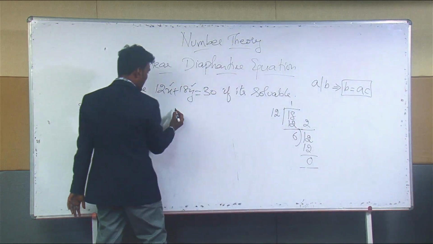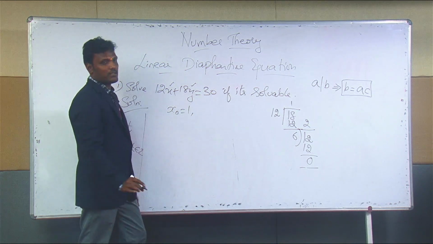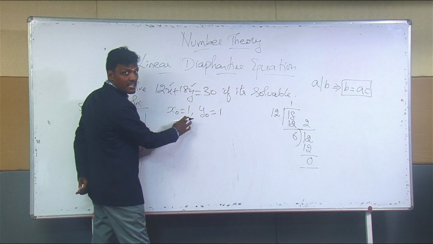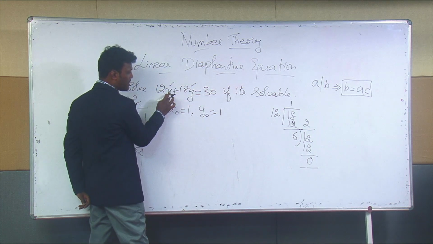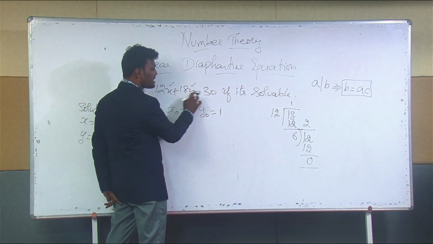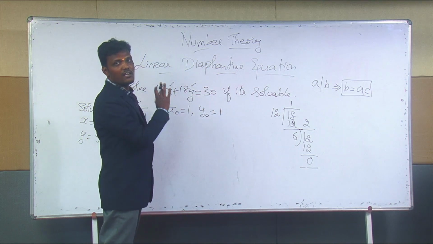So x naught is 1. This is the trial solution. So x naught as 1, y naught as 1. If you substitute this x naught, y naught in the equation, what is the value? 12 plus 18 equal to 30. You will get the right hand side value. So this is one of the trial solutions.